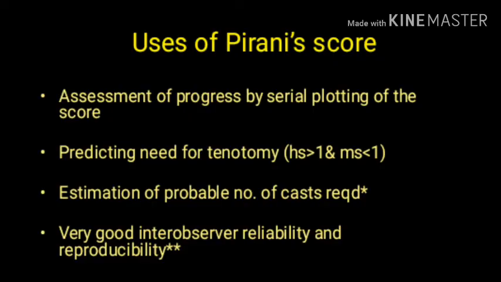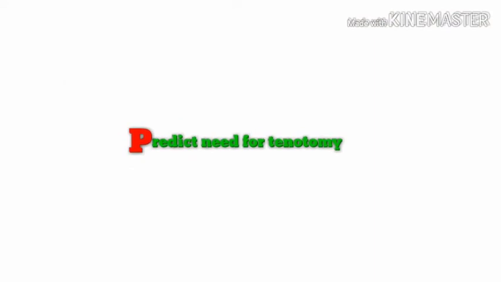So, what are the clinical uses of the Pirani score? One of them is to make diagnosis. The second one is to make the assessment of the patient. Thirdly, to evaluate the progress of management. Then the fourth one, to predict the need for tenotomy of the patient.